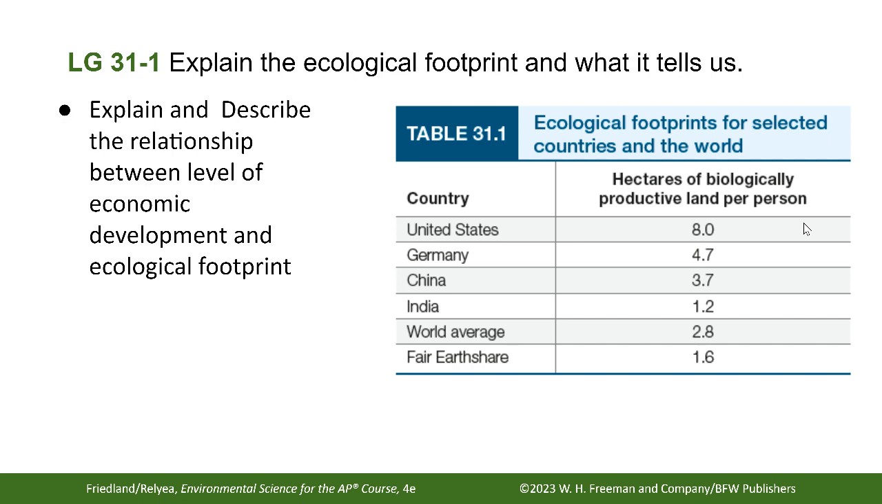If you divided up all the biologically productive land by the amount that each person should get, so that's 8 billion people, each person's fair share of the earth is 1.6 hectares.